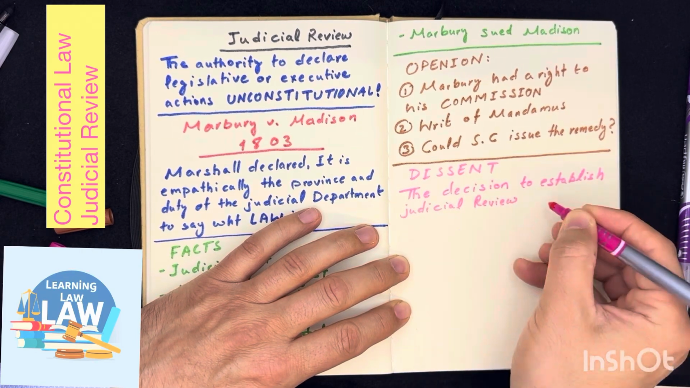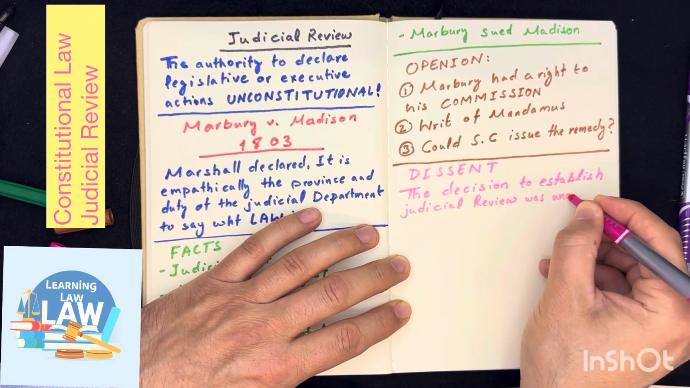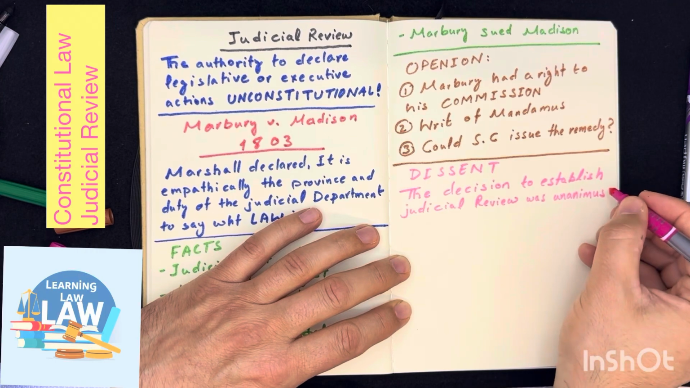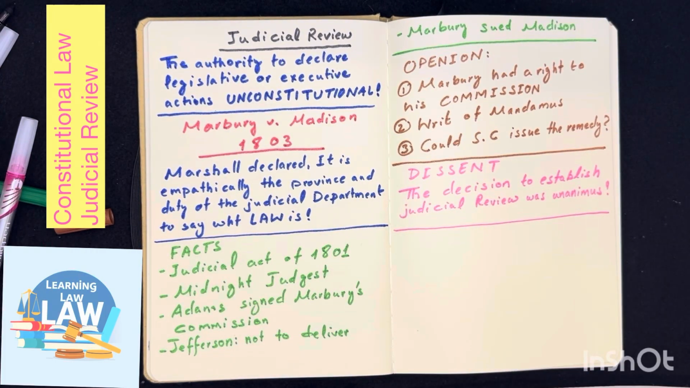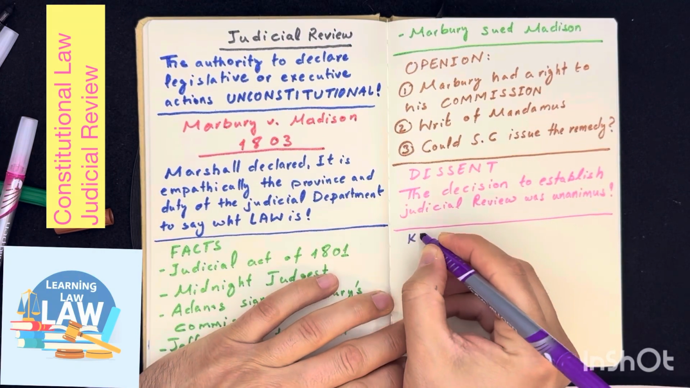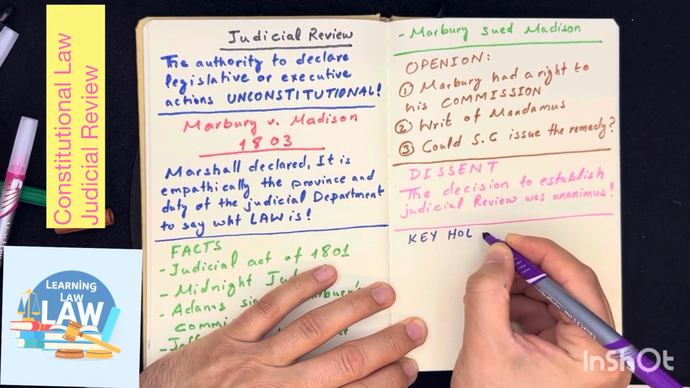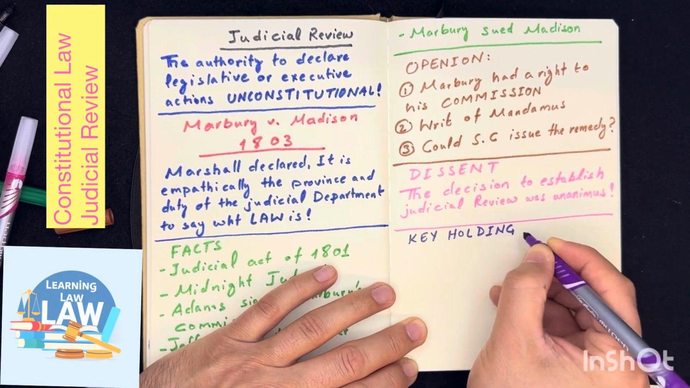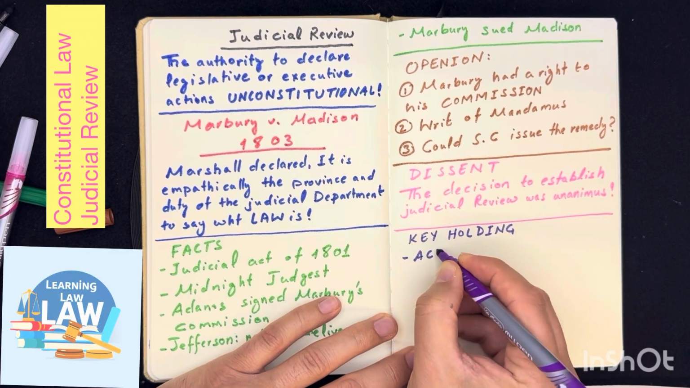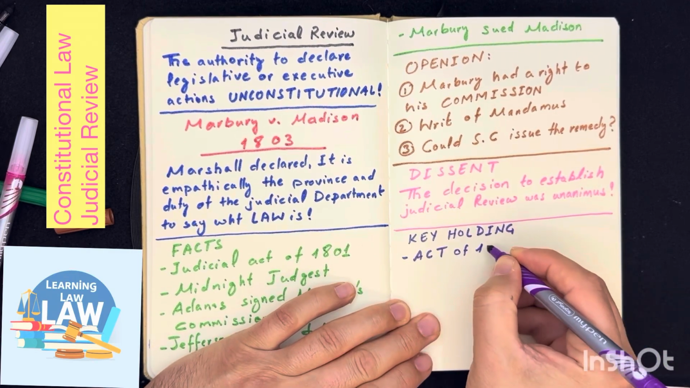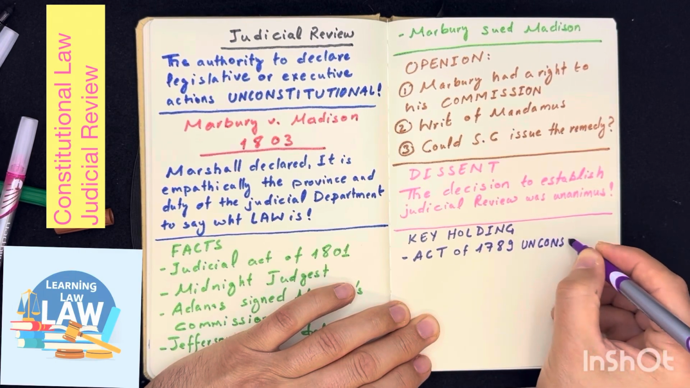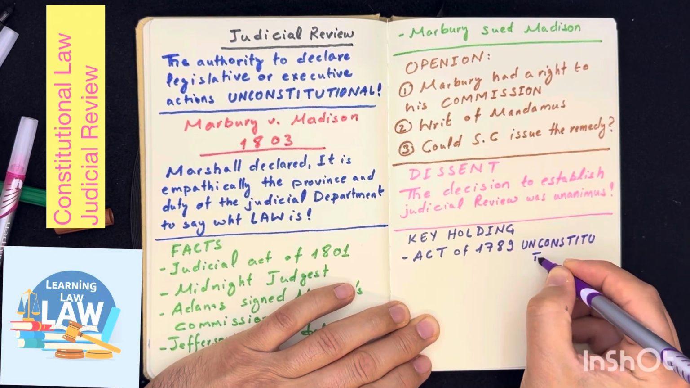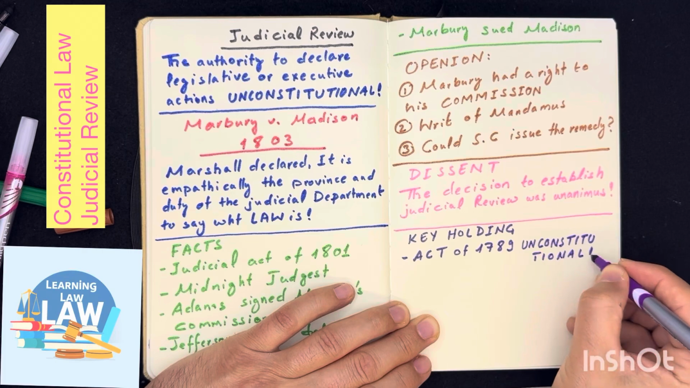could the Supreme Court issue that remedy? No. Here is the critical part. The section of the Judiciary Act of 1789 that gives the Supreme Court the power to issue a writ of mandamus in this type of case expanded the court's original jurisdiction beyond what the Constitution allows. That expansion was unconstitutional.